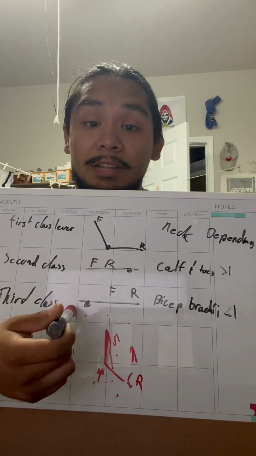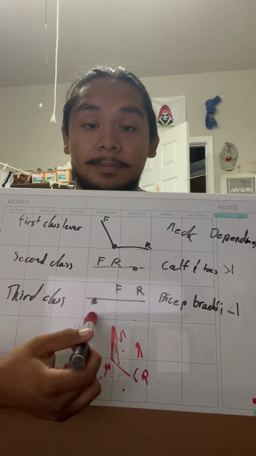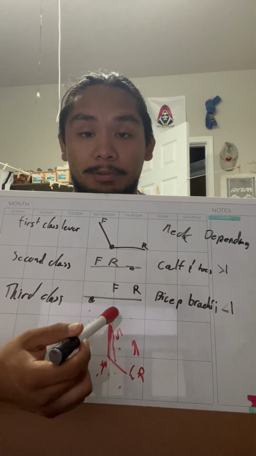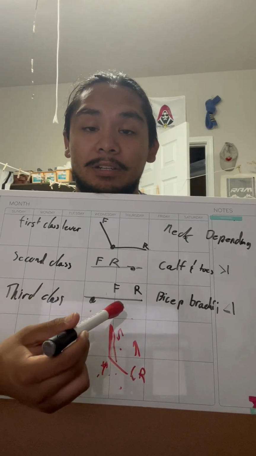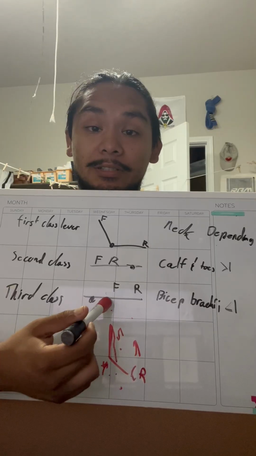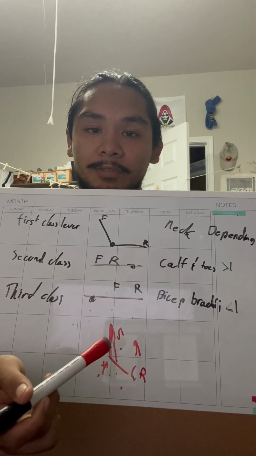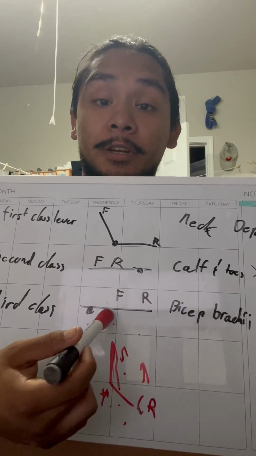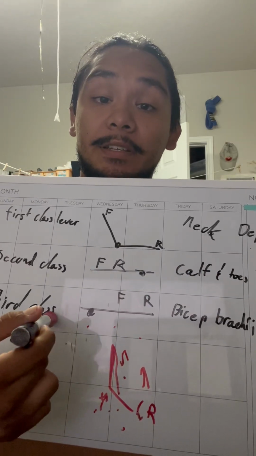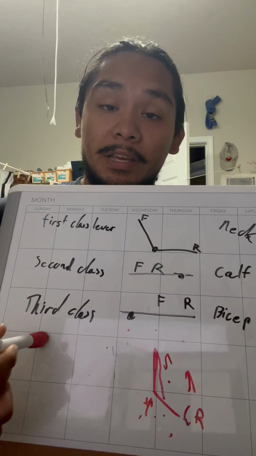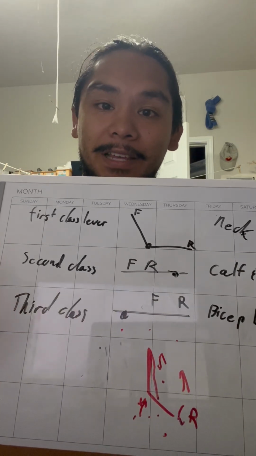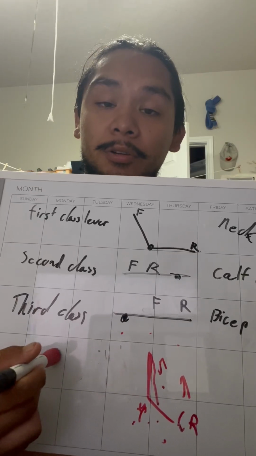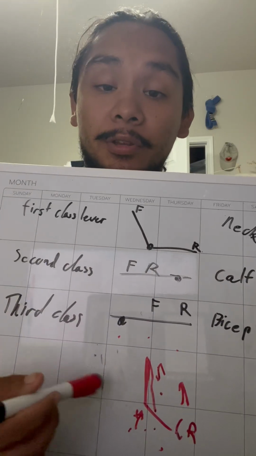Now, the third class lever does take much more effort to overcome the torque of the resistance force, but it does allow for greater ranges of motion. Interestingly enough, most levers in our body, apart from our calf and toes as pointed out for calf raise, are third class levers. Even right now with our bicep brachialis.